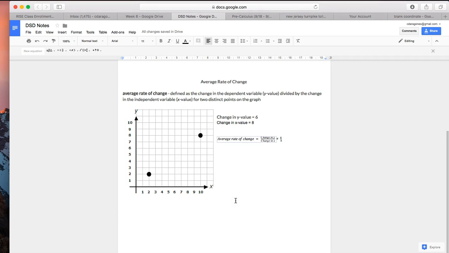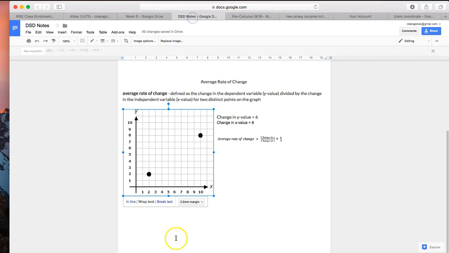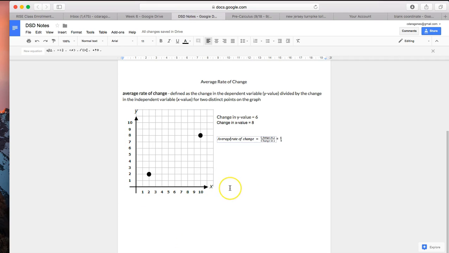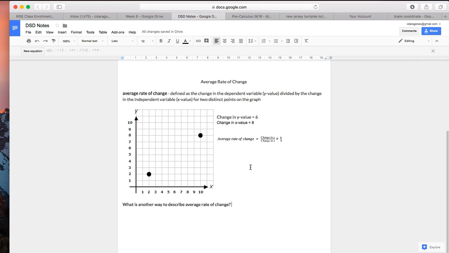Now, this is one way of describing average rate of change. This is the official definition. But the question I would like for you to answer now is, what is another way to describe average rate of change? Okay. So go ahead in your notebook, brainstorm a way that you think you can describe average rate of change to somebody. Pause the video while you think of some ideas, and then when you're finished, keep the video playing for the next part.